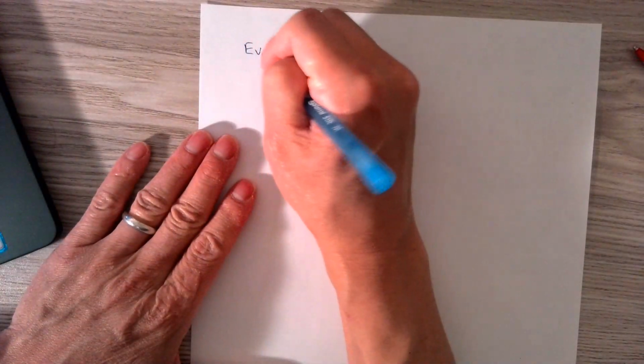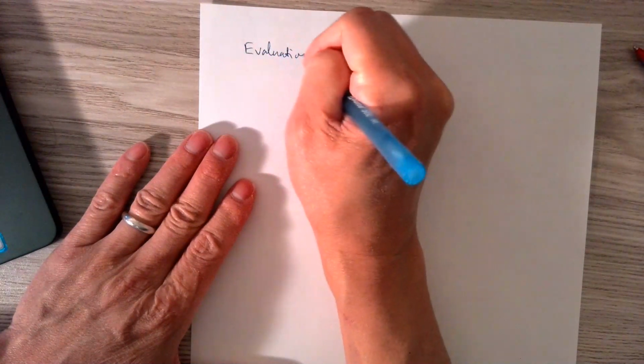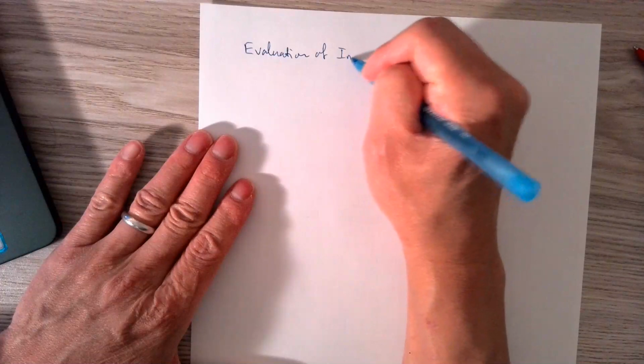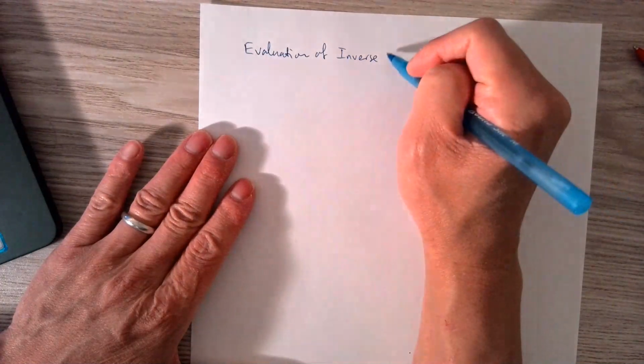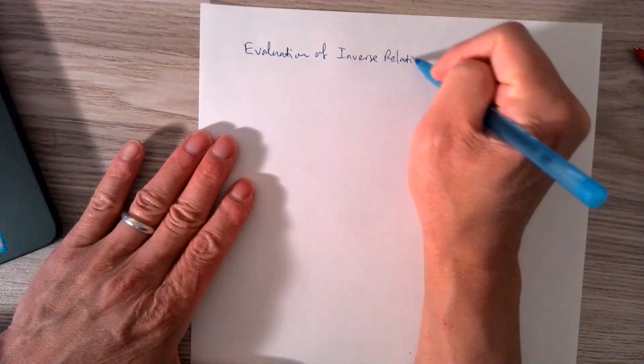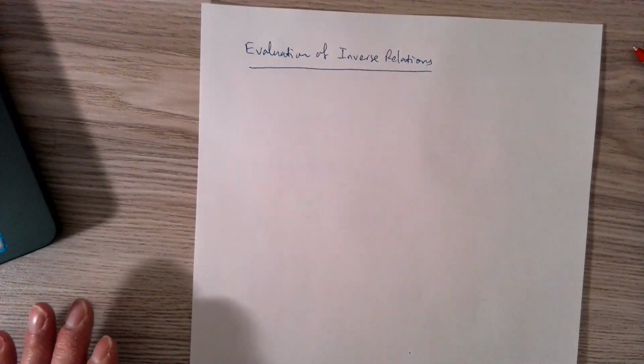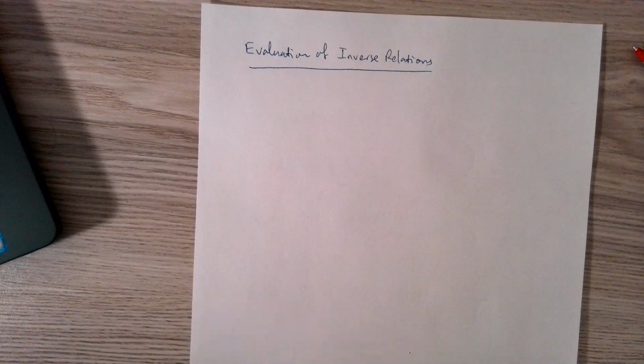Okay, the last subtopic of this video is evaluation of inverse relations. So basically, you're going to see an equation that has theta in it, an unknown angle, and we're just going to solve for it. But along the way, we're going to have to use inverse trig functions to find theta.